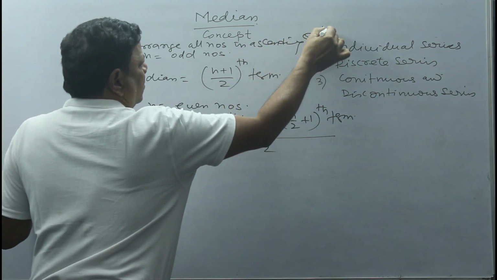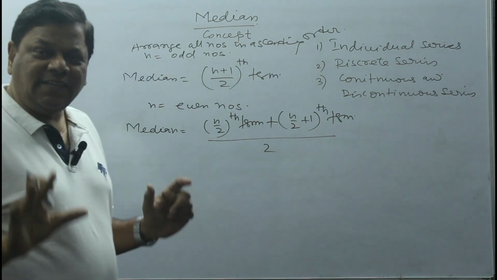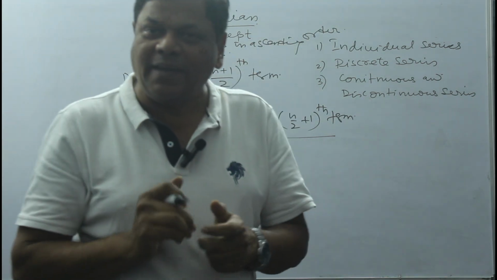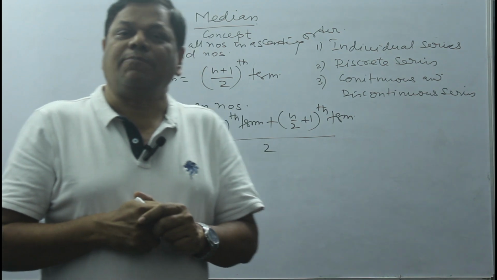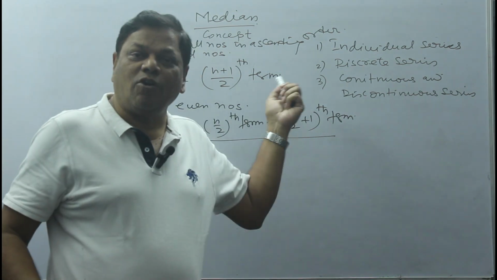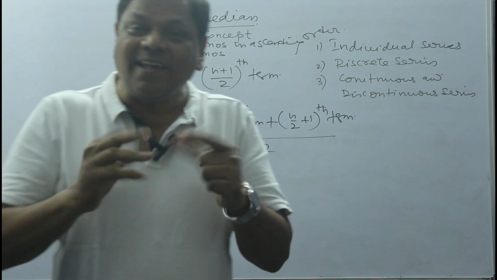Ascending order. Okay, children? Arrange the data and then see what the value of n is. N is even or odd. If even, apply this formula. If odd, apply this formula.